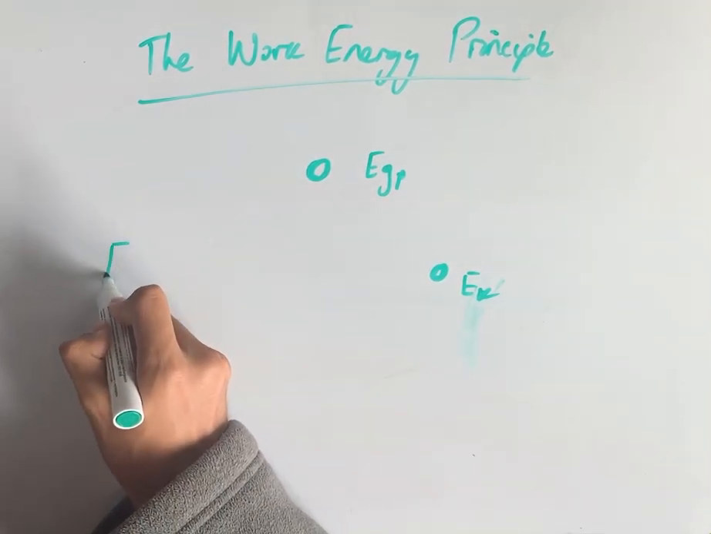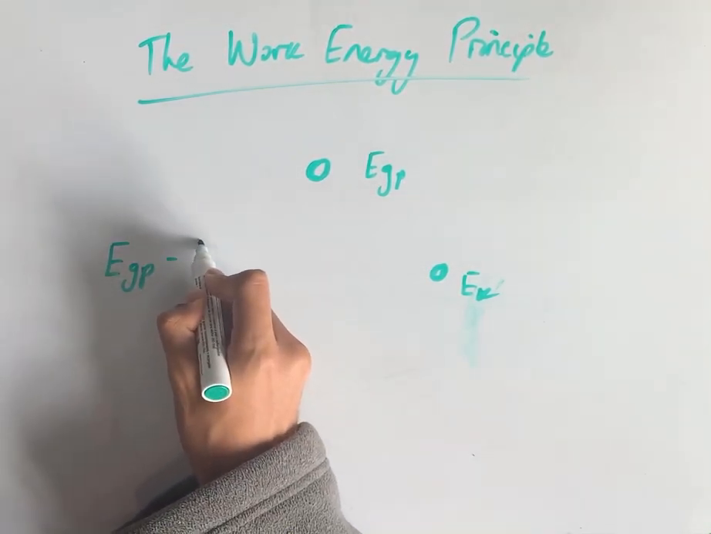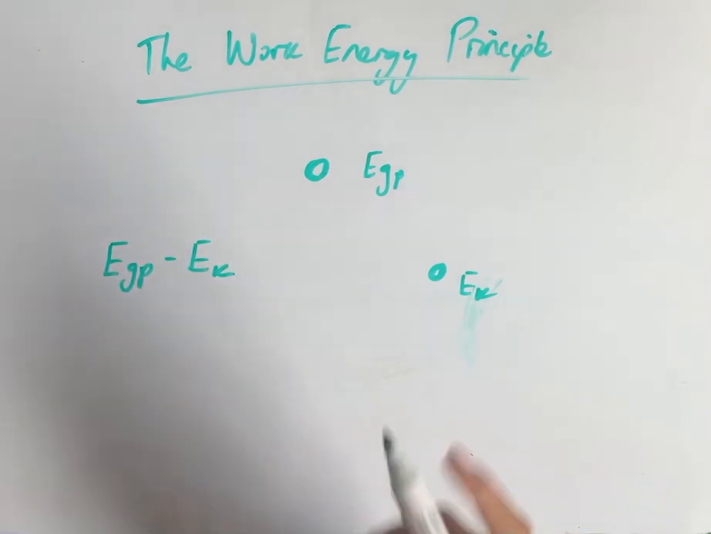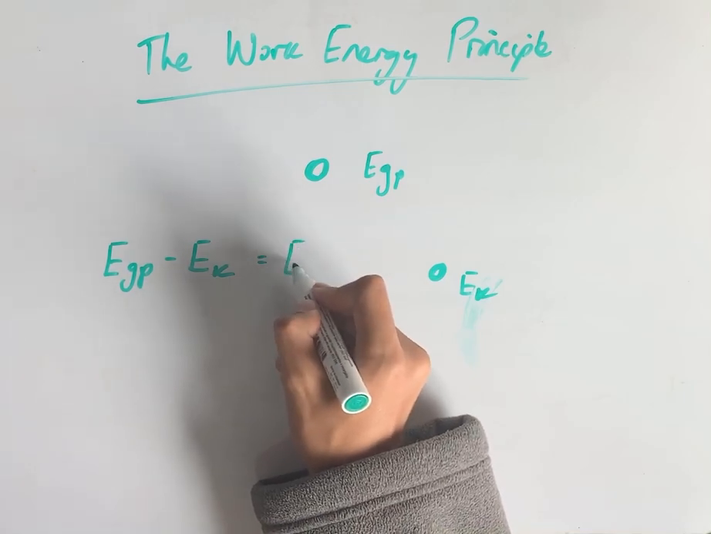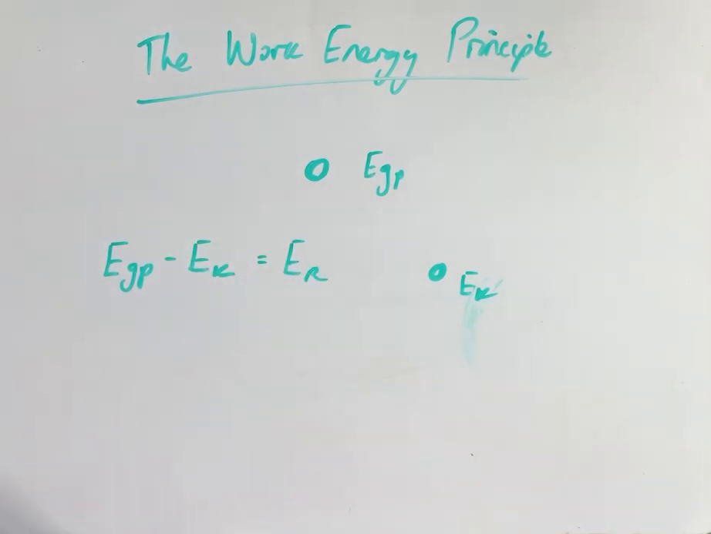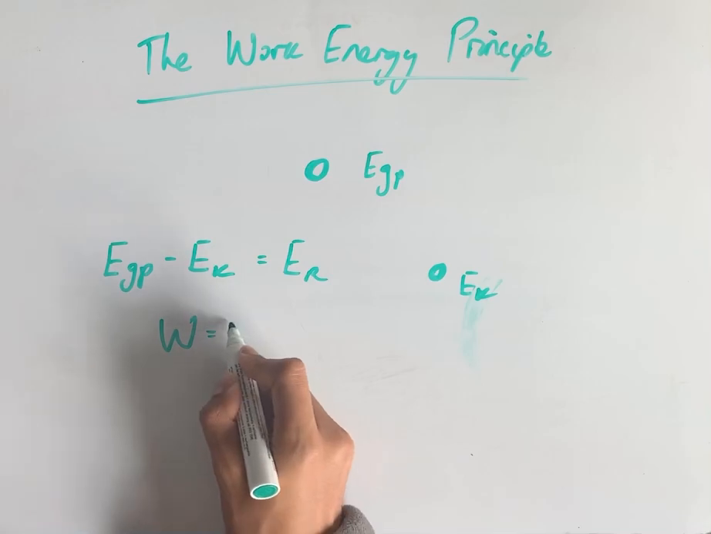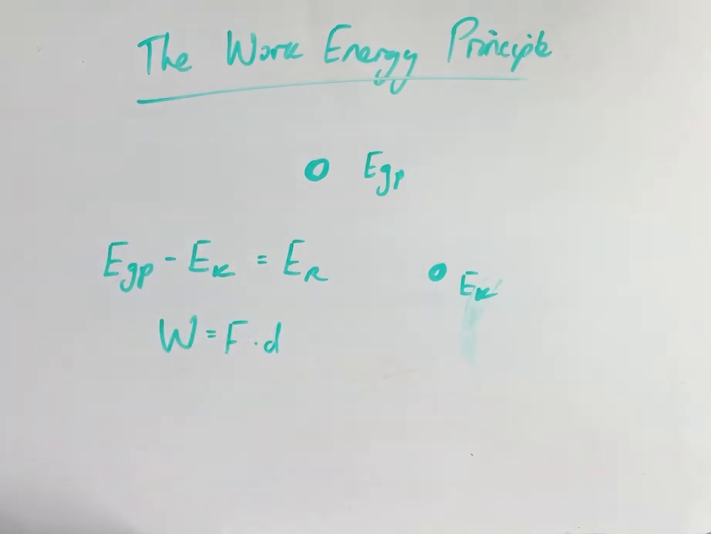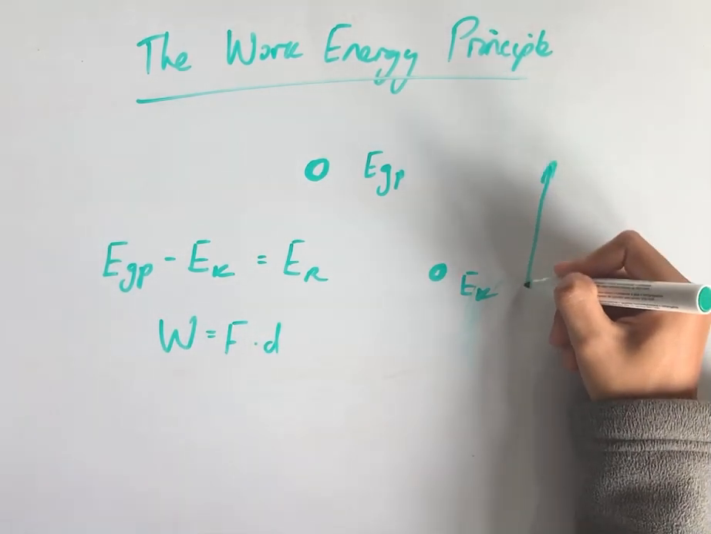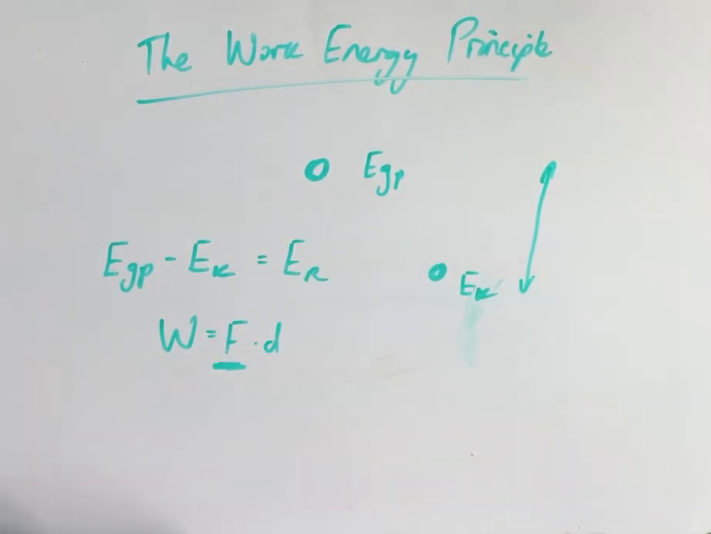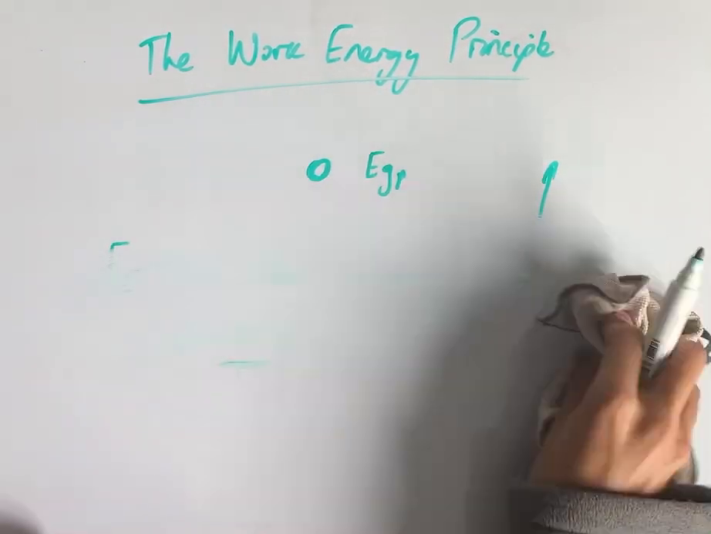And we can calculate that by finding the energy difference between gravitational potential and kinetic. This will give us the energy by resistive forces, or the work done. And we know from our physics equations that work done equals force times distance. So if we know the distance traveled over here, then we know the magnitude of the resistive force. To show this, I have the following problem.